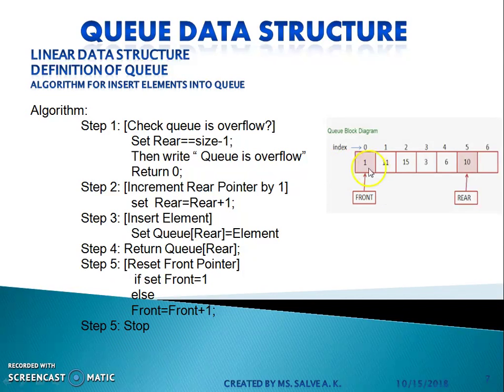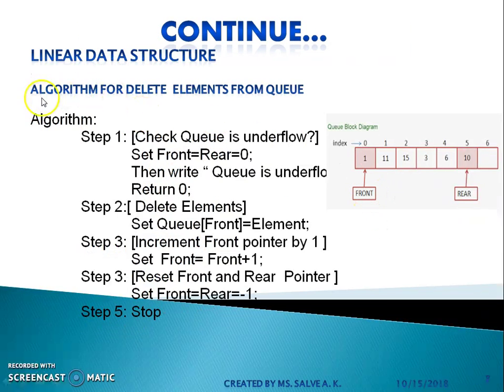We observe that we can insert the element from this end and we delete from the other end. For insertion we use the rear pointer, and for deletion we use the front pointer. Now we go to the algorithm to delete elements from the queue data structure. Again, check the underflow condition. When the front and rear pointers are equal, then write that the queue is underflow, then return the 0 value. Otherwise we delete the element. Set element equal to Q of front, then increment the front pointer by 1, that is, front equals front plus 1. Reset the front and rear pointers to -1, and then stop.